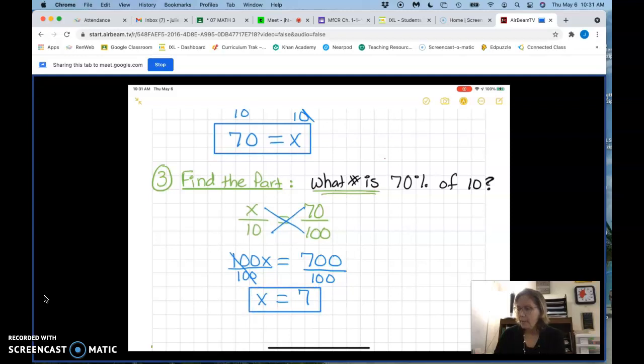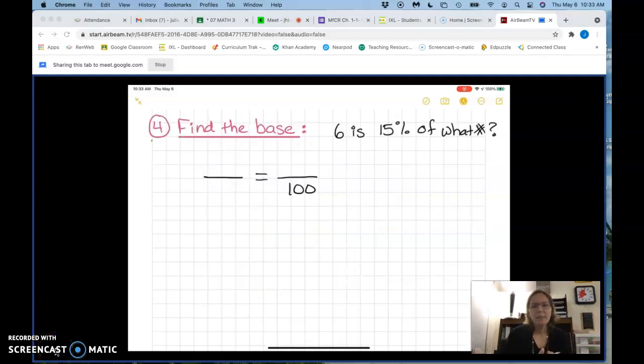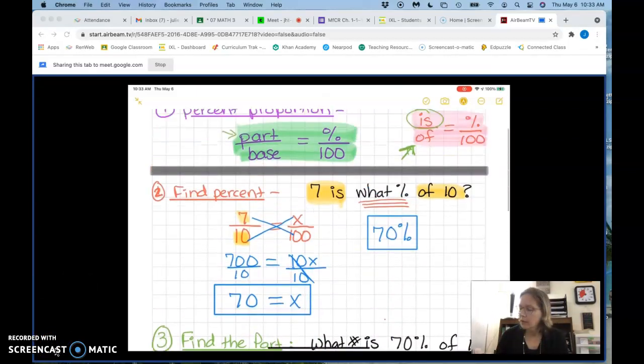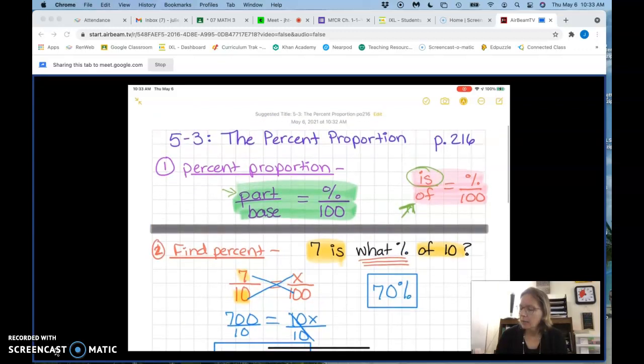So what number is? The number is 7. Nice work. Okay, the last thing we're going to do is find the base. So this time I know the base is missing. Look at the formula. The base is at the bottom this time. So I'm going to put my variable down there at the bottom this time.